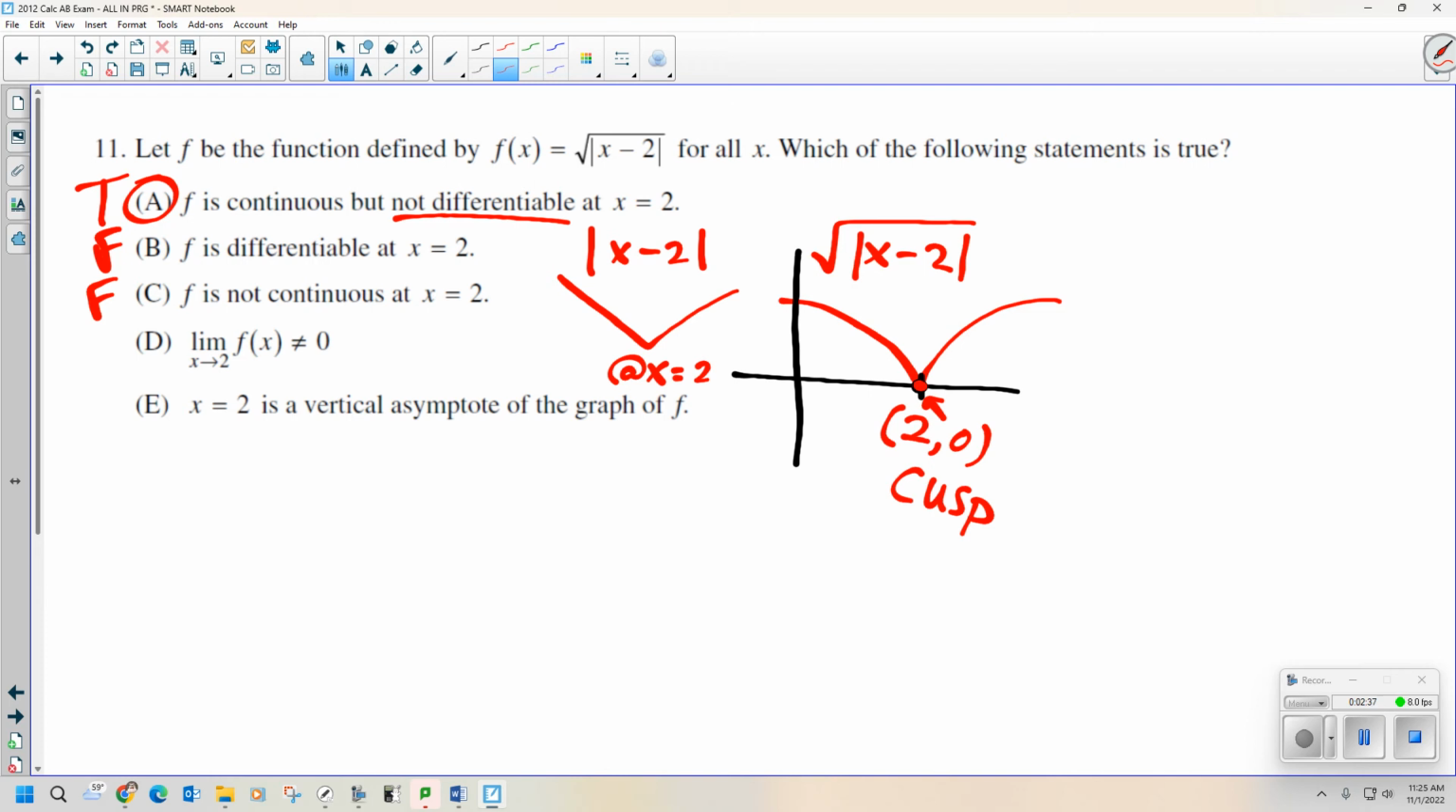D says the limit as x approaches 2 is not 0. Oh, that's a big falsehood, because as I approach from the left and the right side, it does approach a y value of 0. That's false, because it is equal to 0. And E says x equals 2 is a vertical asymptote. No, that's false. That's just where the cusp is. A is the only option that is true.